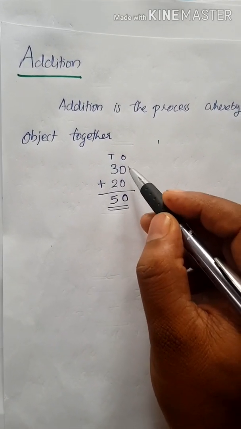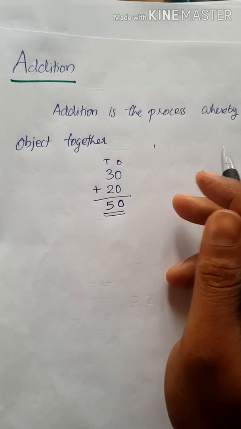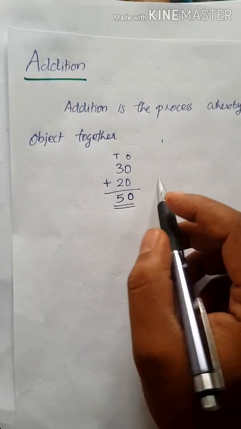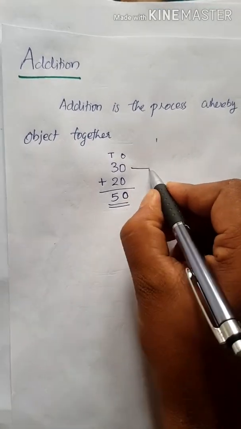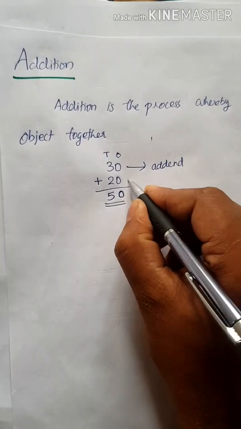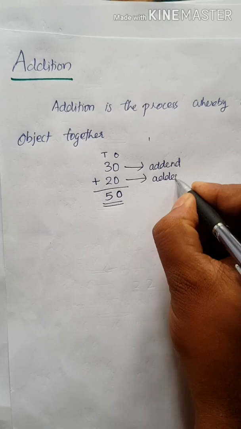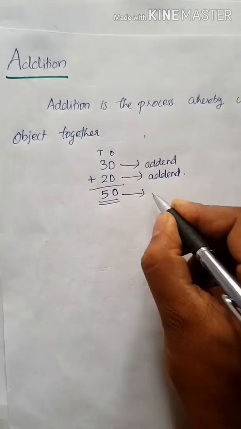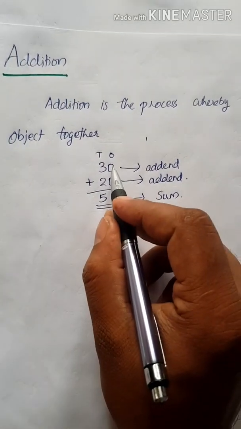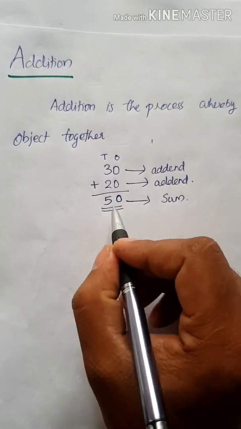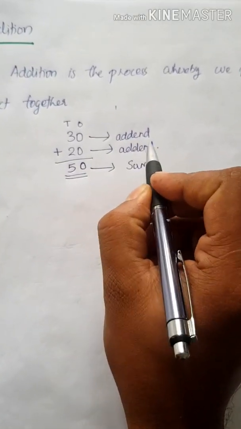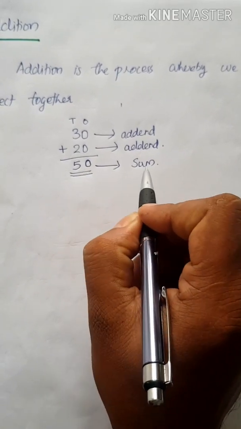These are two numbers. Do you know the terms used for the numbers in addition? The numbers that we add are called addends. These both are the addends. And this one is the sum. Understood? These two numbers are called addends and this number is called the sum.